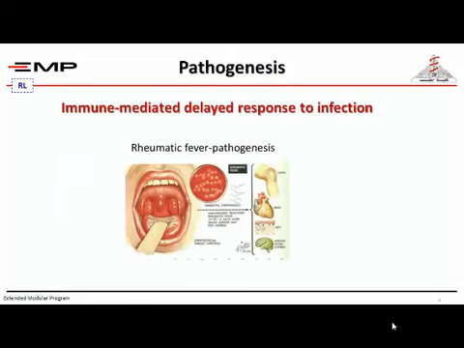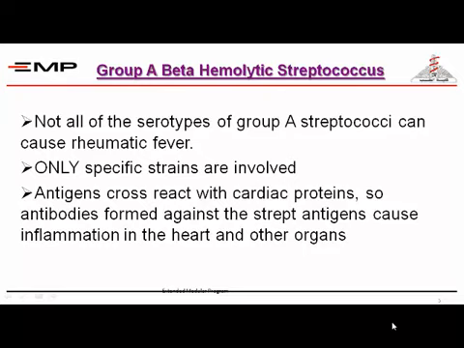Acute rheumatic fever is not a direct infection by the microbes. It's an immune-mediated delayed response to infection, which means we have an organism, usually group A beta hemolytic streptococci, and not all the serotypes, only a few of them. These streptococci usually infect the tonsils or affect the body in general. Then, because there are some similarities between the antigens in these streptococci and the heart proteins, the antibodies produced against the pathogen will attack the heart and other organs and produce acute rheumatic fever.